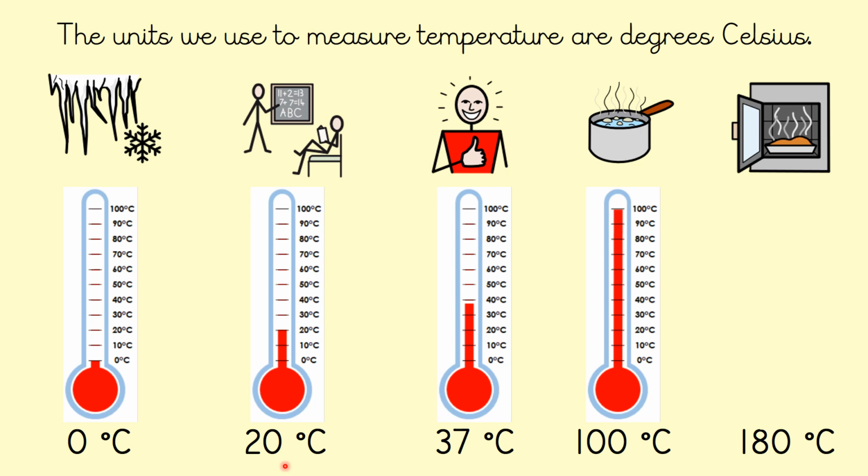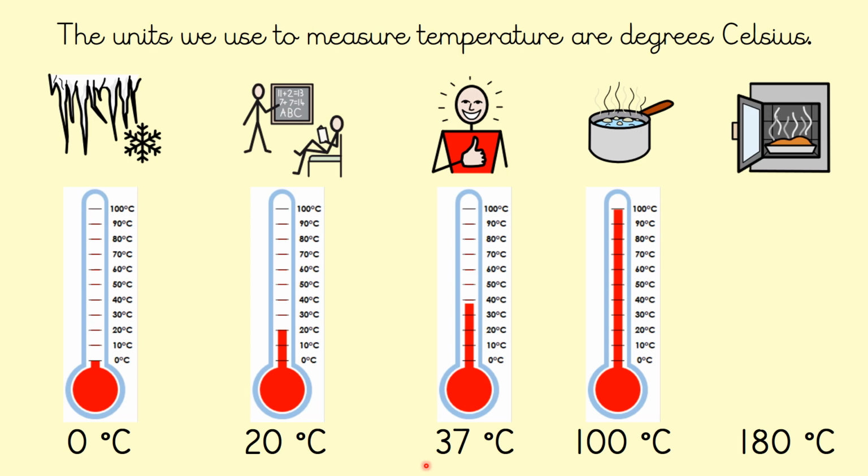Another important temperature for us to know in degrees Celsius is 37 degrees Celsius. Again, this is an estimate. It's not exactly right, but at around about 37 degrees Celsius is a healthy body temperature. When we're feeling healthy and strong, if you took your temperature, it would read about 37 degrees Celsius. It might be a little bit higher or a little bit cooler.